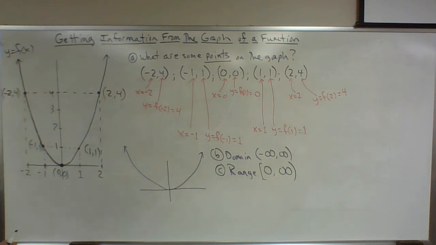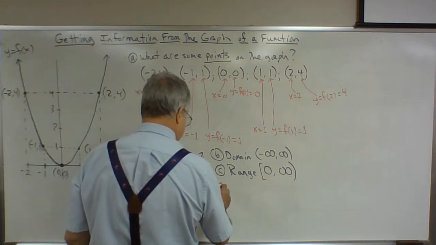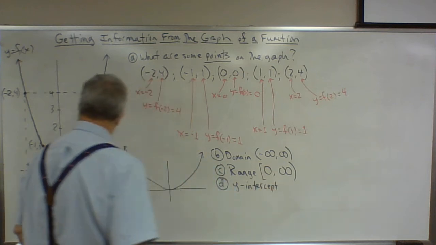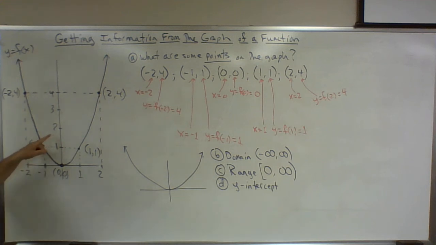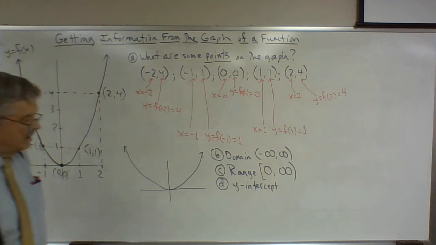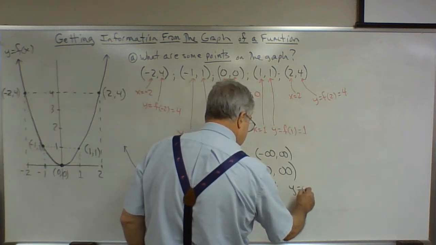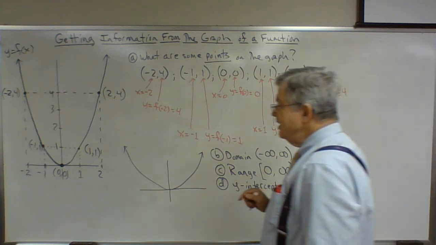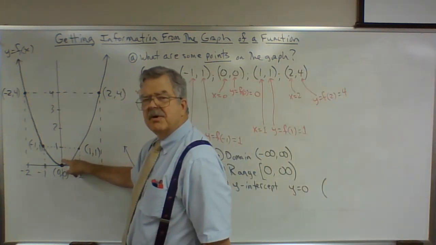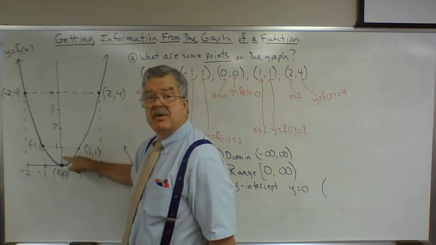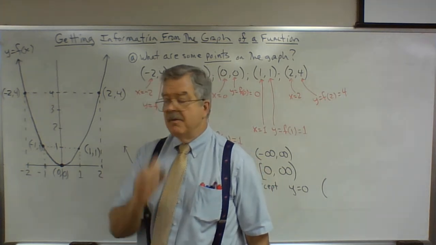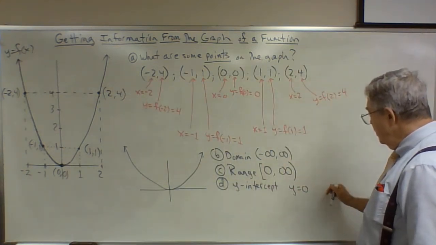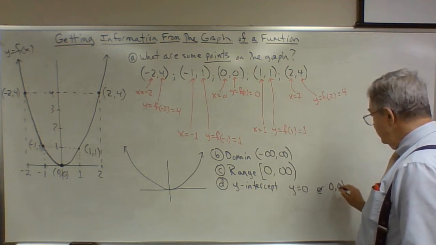Now let's see, what other questions can we answer? Y-intercept. Where does this graph intersect the y-axis? Son of a gun, right here at 0. The y-intercept is 0, y equals 0. And think about it. When a graph intersects the y-axis, what's the x-coordinate? The x-coordinate of any point on the y-axis is what? 0. So the y-intercept, we could say, is y equals 0. Or we could say the point 0, 0.